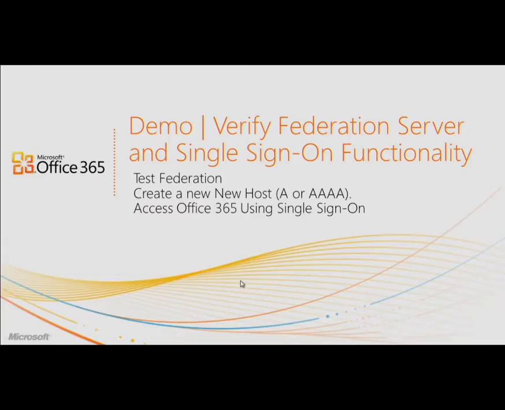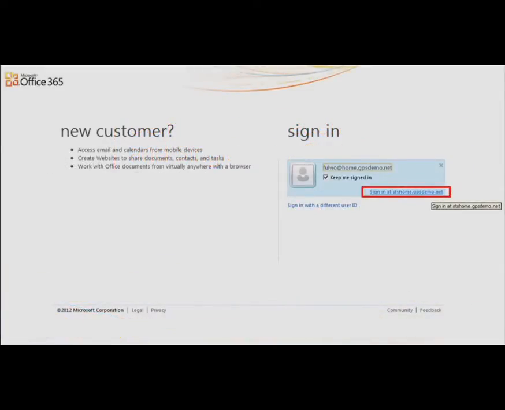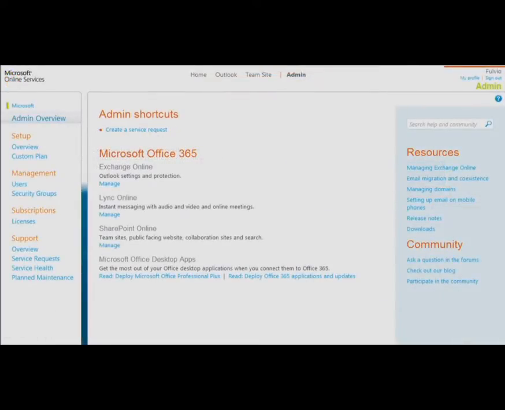Okay, then if an end user or a client tries to connect to the ADFS internally, we receive something like this. So the user will be recognized. You can choose to keep the user signed on, and then you just need to click on sign in at, this is a possible name for an STS or an ADFS server, .gpsdemo.net. So the end user just needs to click here to gain access to the Office 365 portal and Outlook, Exchange, SharePoint, and so on.